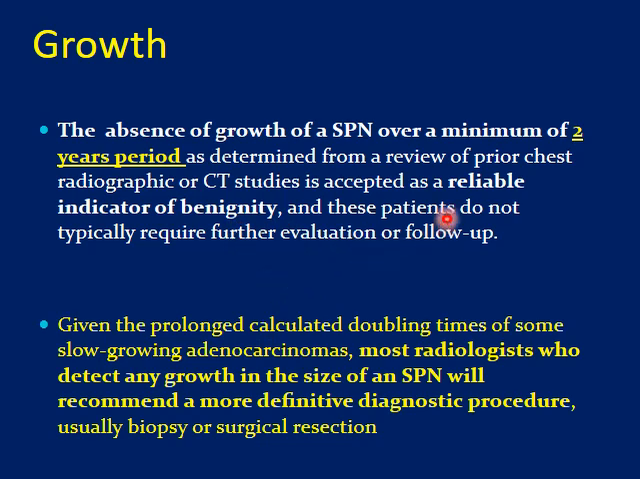The absence of growth of a solitary pulmonary nodule over at least 2 years period of follow-up, as determined from review of previous chest CT or radiographs, is a reliable indicator of benignity. So, stable within 2 years, very good. Given the prolonged calculated doubling time of some slow-growing adenocarcinoma, most radiologists who detect any growth in size of a solitary pulmonary nodule will recommend a definitive diagnostic procedure such as biopsy. So you may have very slow growth, which is criteria of a slow-growing adenocarcinoma. If you find this, still there is suspicion.